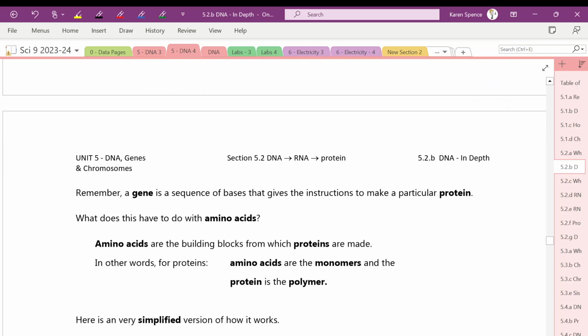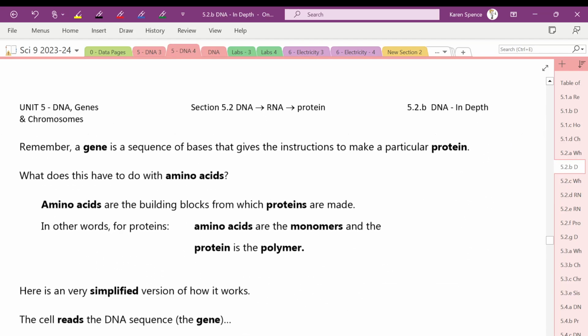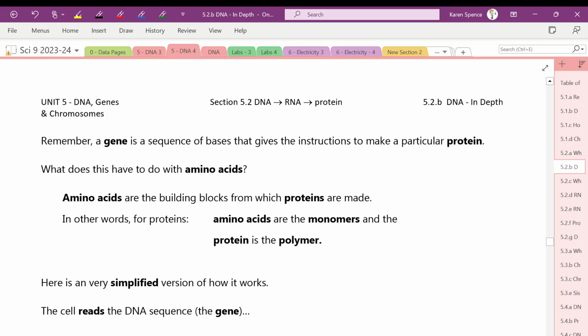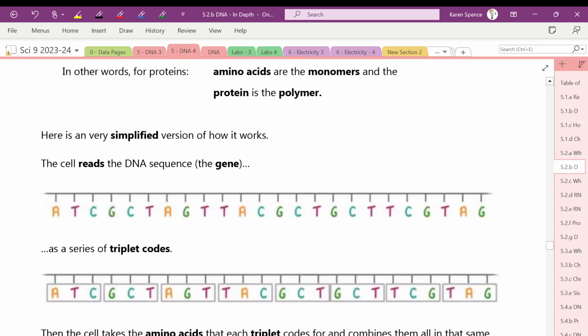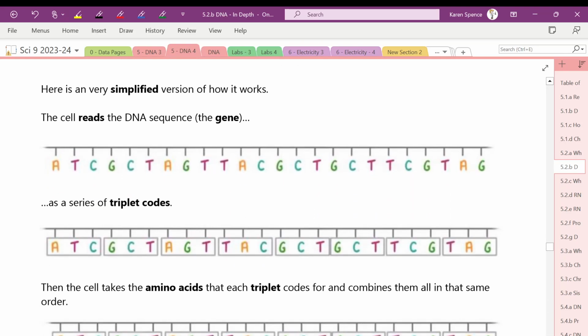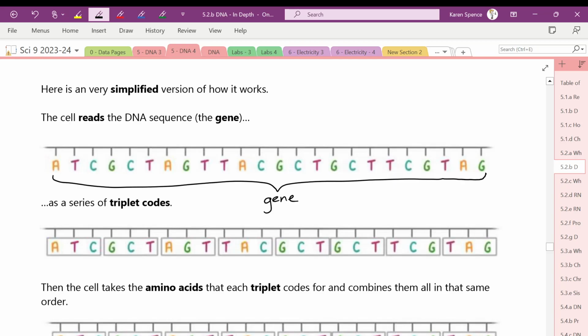Okay, so we're going to go to our next page. And we're actually going to skip this little bit at the top. We'll come back to it later. We're going to go down to this part here. Here is the DNA sequence. This is the gene. That is the gene. Now, is that the entire DNA molecule?